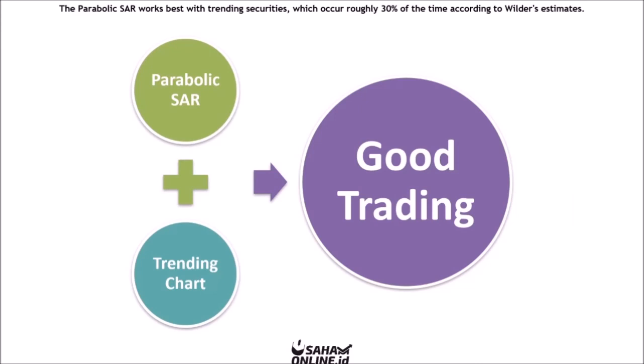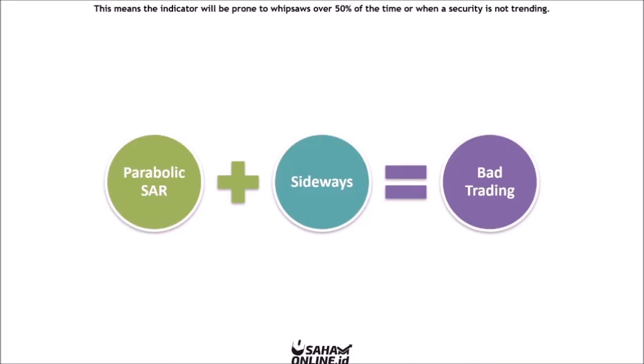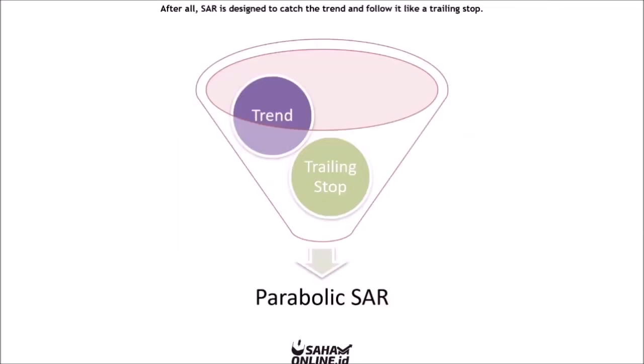The parabolic SAR works best with trending securities, which occur roughly 30% of the time according to Wilder's estimates. This means the indicator will be prone to whipsaws over 50% of the time, or when a security is not trending. After all, SAR is designed to catch the trend and follow it like a trailing stop.